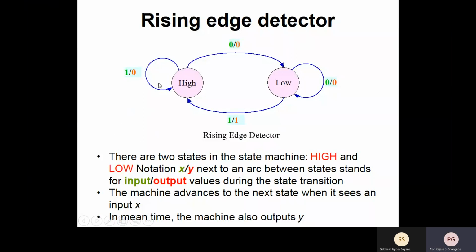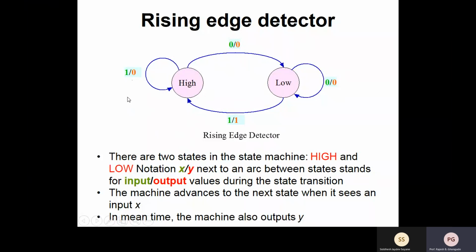Look at the notation next to the arc between the states, which stands for the input/output relationship, that is, values during the state transition. Now the machine will go from low state to high state, but while going from low to high, you have one unique combination of input and output, whereas going from high to low, again you have a unique combination of input and output. Similarly, if you don't want the state to change, it remains in the same state. Again, you have a unique combination of input and output.